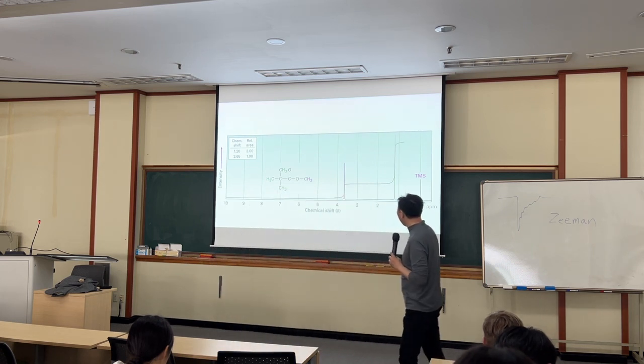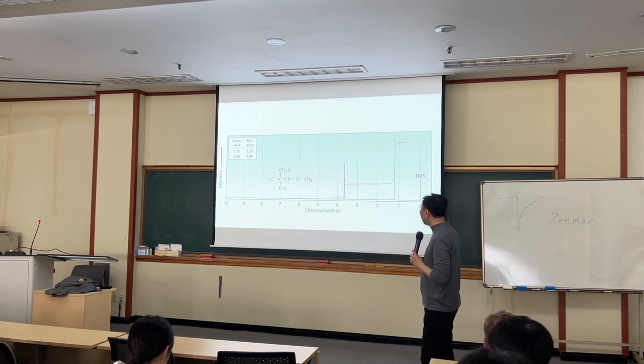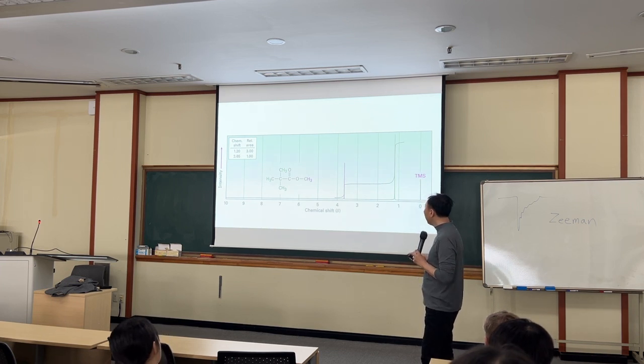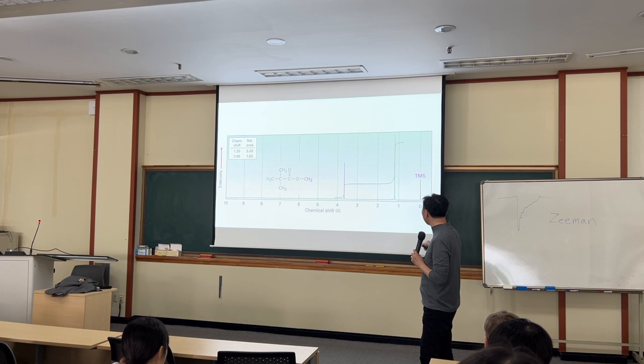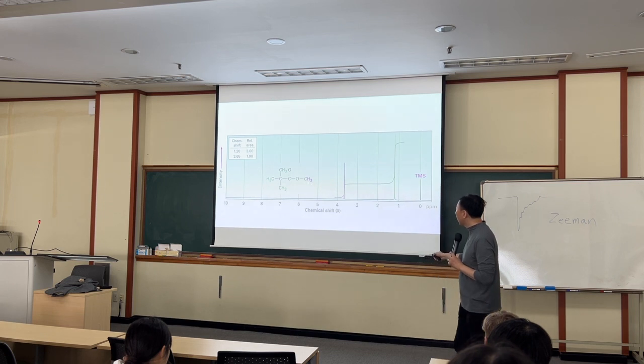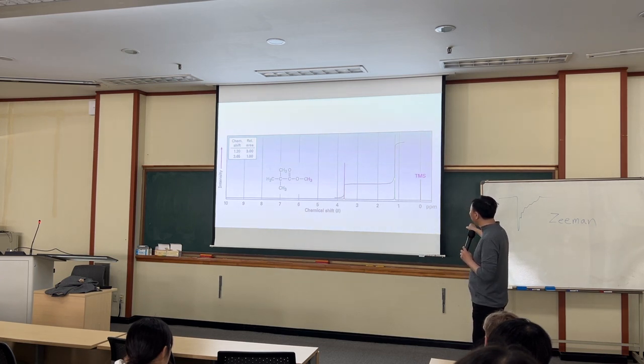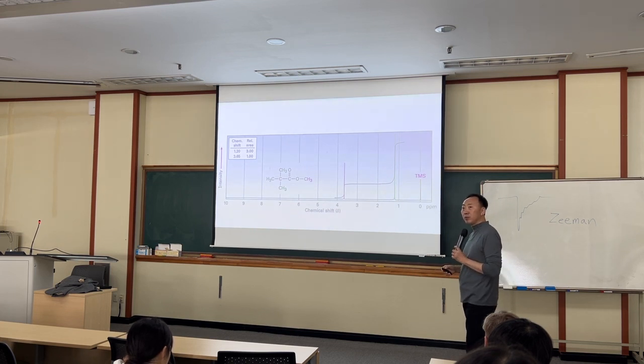If you integrate this area, it is proportional to the number of protons. Here is 9 protons. So this is the integration of those areas. This is 9, and this one is about 3. So 3 to 9 is a 1 to 3 ratio. By looking at those peak sizes, the integration, we can count the relative number of protons.